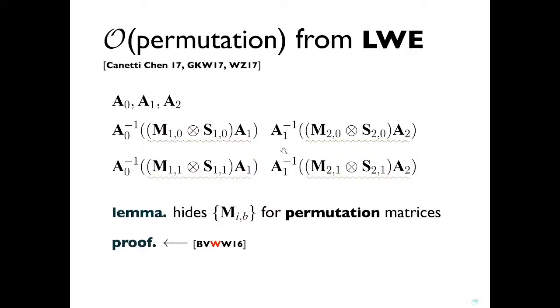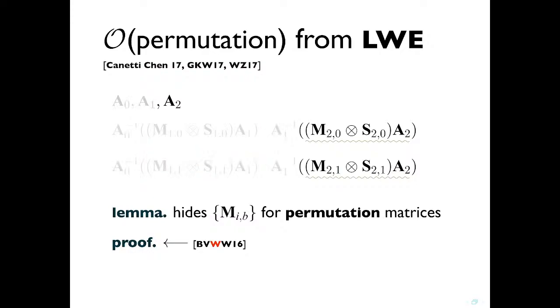The security proof follows what we call the right to left strategy. So we're going to start by looking at the encoding on the right and start moving all the way to the left. Okay. So let's focus on the terms that are on the right-hand side, the ones that involve A2.